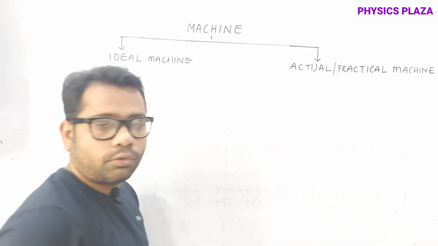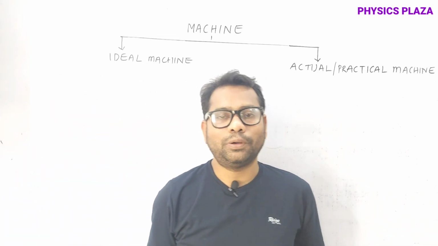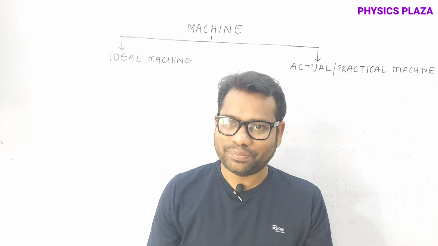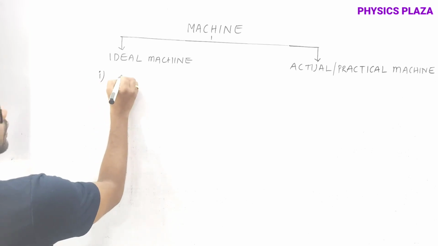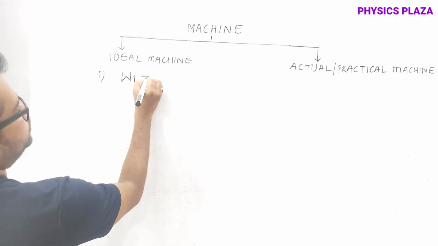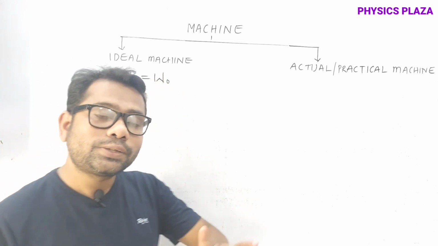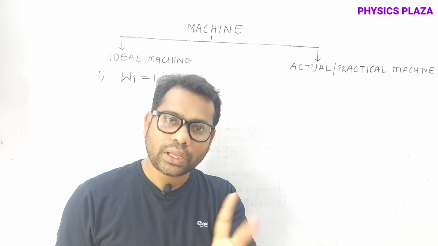Fine, children. Now, an ideal machine, practically it is not possible. Only in our assumption it is possible. I can say it's a type of dream machine. So in the ideal machine, the work input is always equal to the work output. Means what? There is no energy wastage. That's why work output is always equal to the work input.